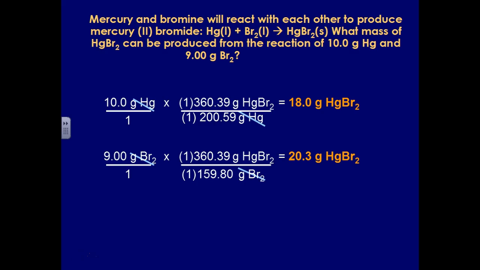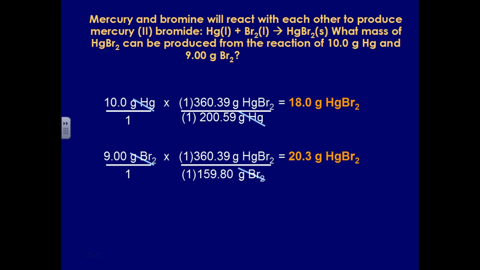So although we had less bromine, because mercury weighed so much more and everything was in a 1-to-1 ratio, we actually made a smaller amount of mercury 2-bromide from the 10 grams of mercury. So you can't just assume that because you have a smaller amount of a reactant, that's the one that's going to make the smaller amount of product. You have to go through and do the mathematics.